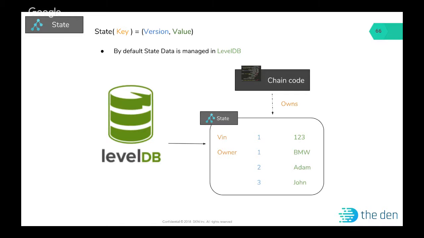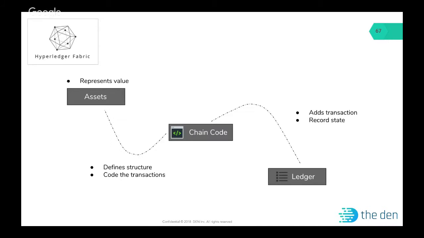LevelDB was initially used. If you've used it before, it's a very simplistic NoSQL database, and that's what people use so you can get faster throughput. From this, an asset represents a value, and you can define the structures and how the transaction changes the value through the smart contract, or chaincode as we call it in Hyperledger Fabric. The chaincode adds the transaction record and state to the ledger appropriately. We had two types of ledger I talked about before, and you can optimize it in the chaincode.